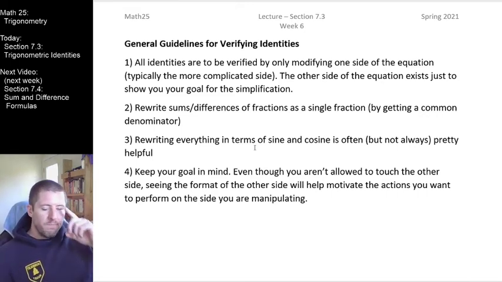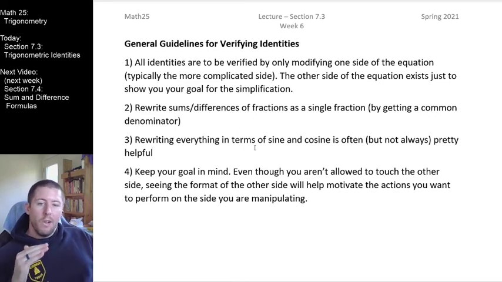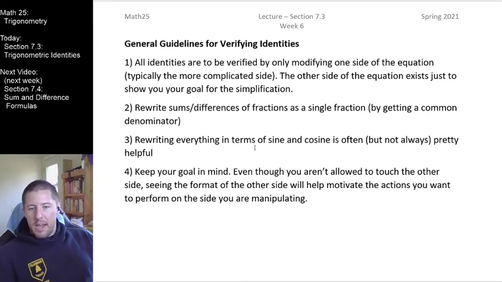So getting in terms of sine and cosine is one common place of measurement. Keep your goal in mind. Even though you're not allowed to touch the other side of that identity, seeing the format of that other side should help motivate the algebraic actions that you want to perform on the side that you are manipulating. So you're not allowed to touch it, but you're definitely allowed to look at it, and that should be a helpful thing for you.